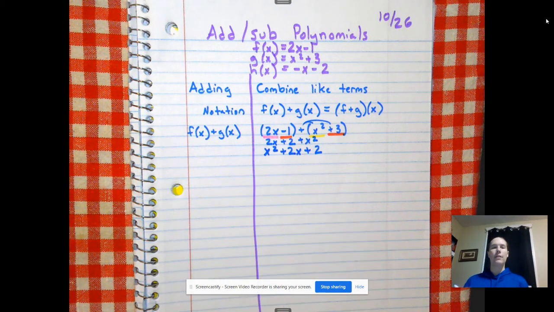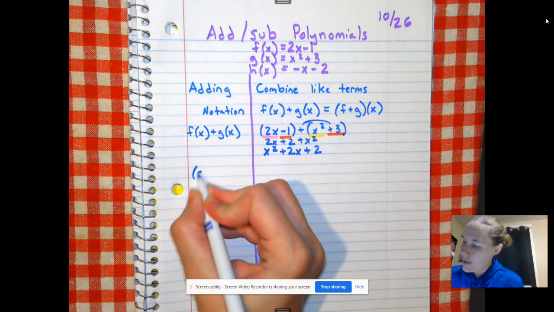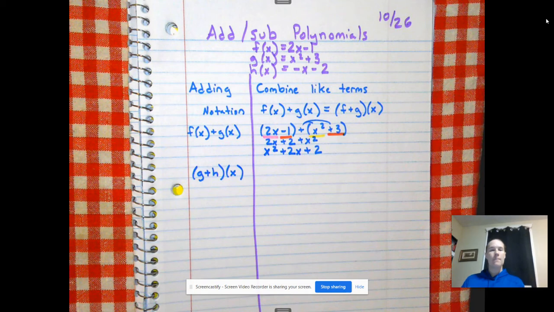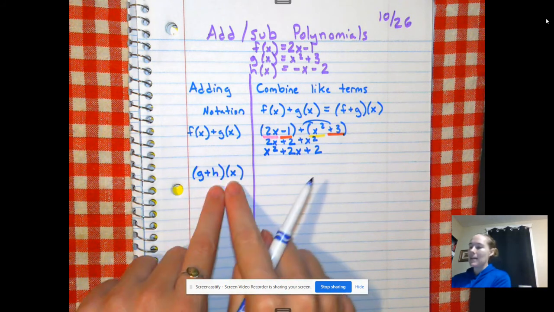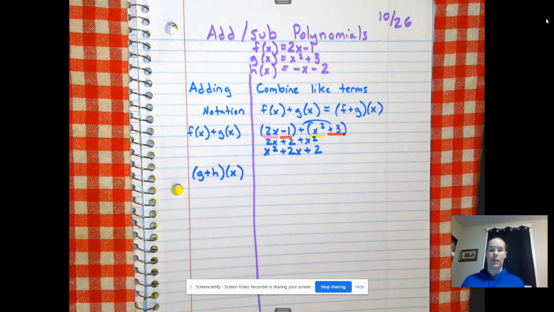So let's try another example with adding. This time, let's do g plus h of x. Remember, this is the same exact thing as we're doing up here, except it's just written differently.